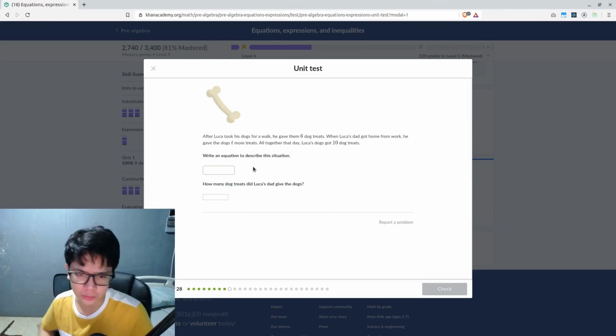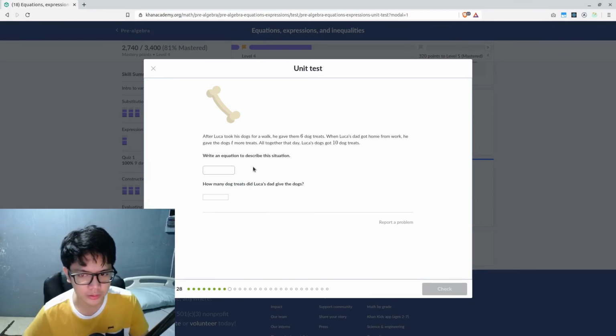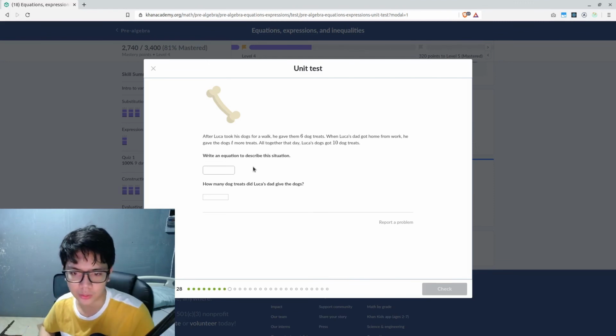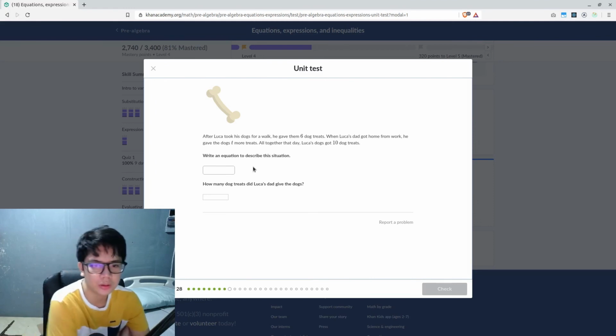After Luca took his dogs for a walk, he gave them 6 dog treats. When Luca's dad got home from work, he gave the dogs more treats. Altogether, that day, Luca's dogs got 10 dog treats.